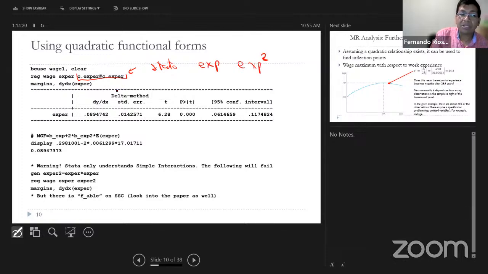And how do you estimate the marginal effects? You literally tell Stata, I want to estimate the margins on how Y changes when X changes, and the only variable that I'm interested right now in estimating the change for is experience. So the marginal effect of wages with respect to experience is this. Now this is for who? This is going to be for the average person.